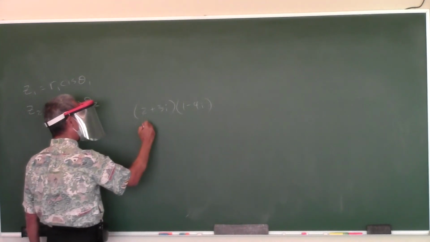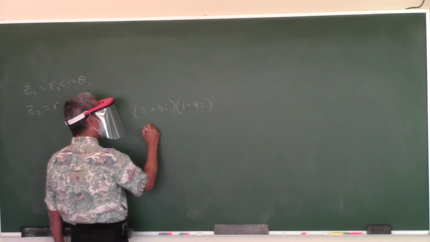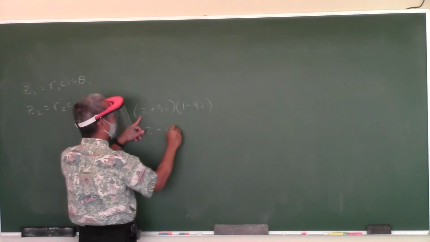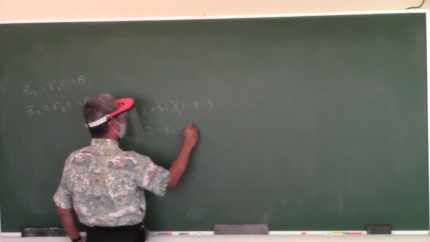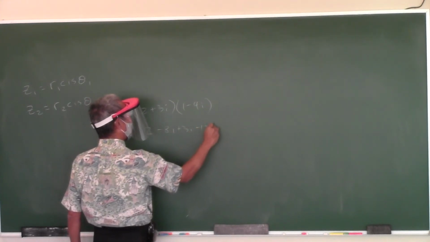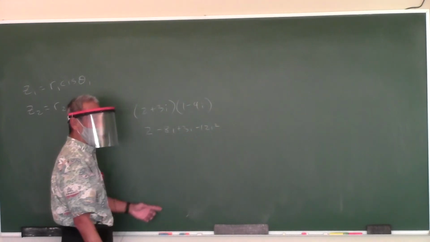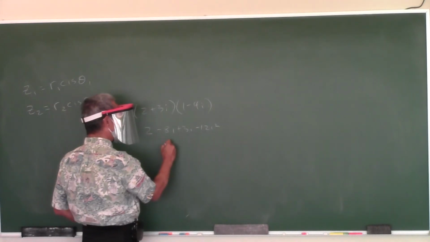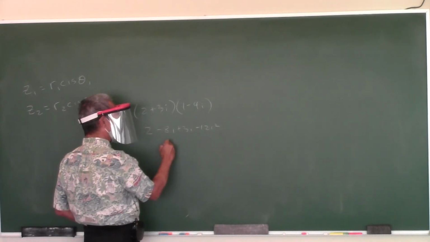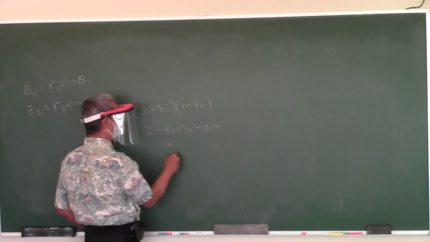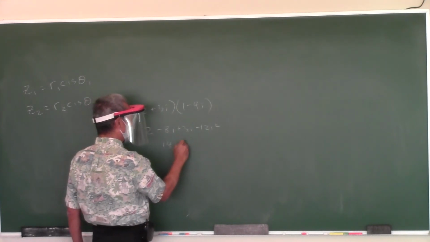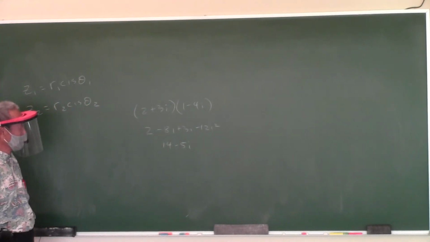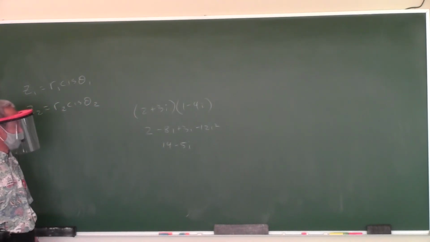Come on, multiply it out. 2, you have to do everything, minus 8i plus 3i minus 12i squared. But what is i squared again? Negative 1, so that's like 2 plus 12. 14, and what is negative 8i plus 3i? There you go. You guys did this in Algebra 2. It doesn't take that long, but it takes work.